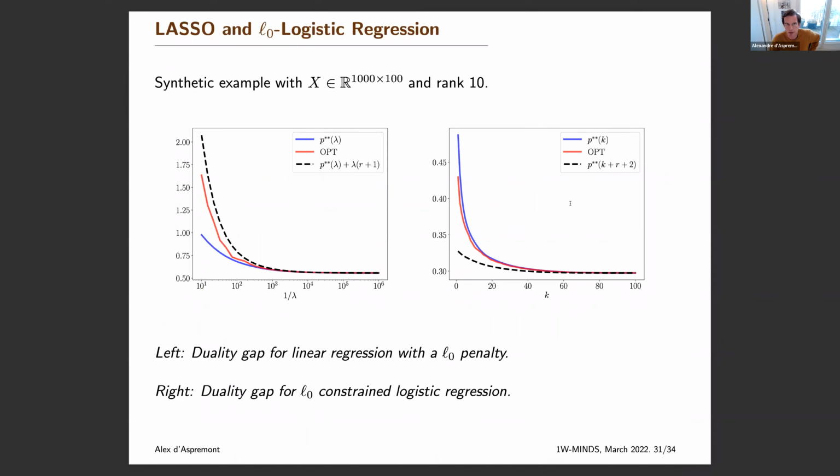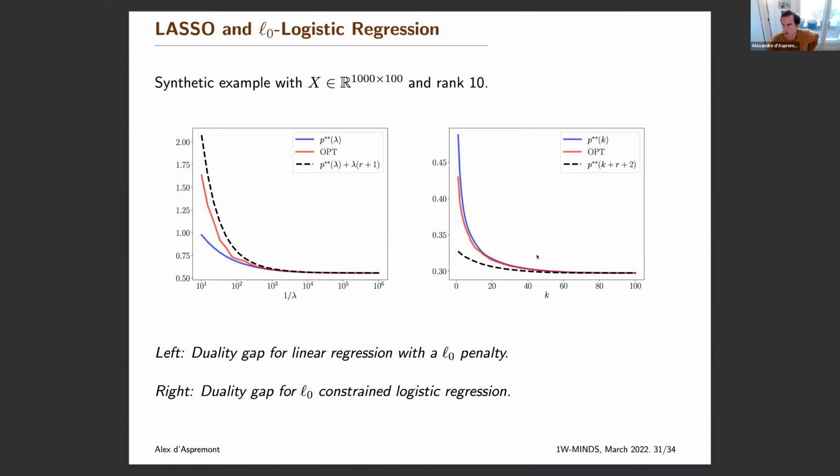Same thing for penalized, so essentially lasso and L0 logistic regression. It's the same plot, and you see that when the cardinality target k gets large, you again get this plateau phenomenon, and the relaxation is tight. On the left, it's the duality gap plot for linear regression with an L0 penalty, so a lasso-like problem. On the right, it's the duality gap for L0 constrained logistic regression. And again, you see this very nice control on the duality gap.